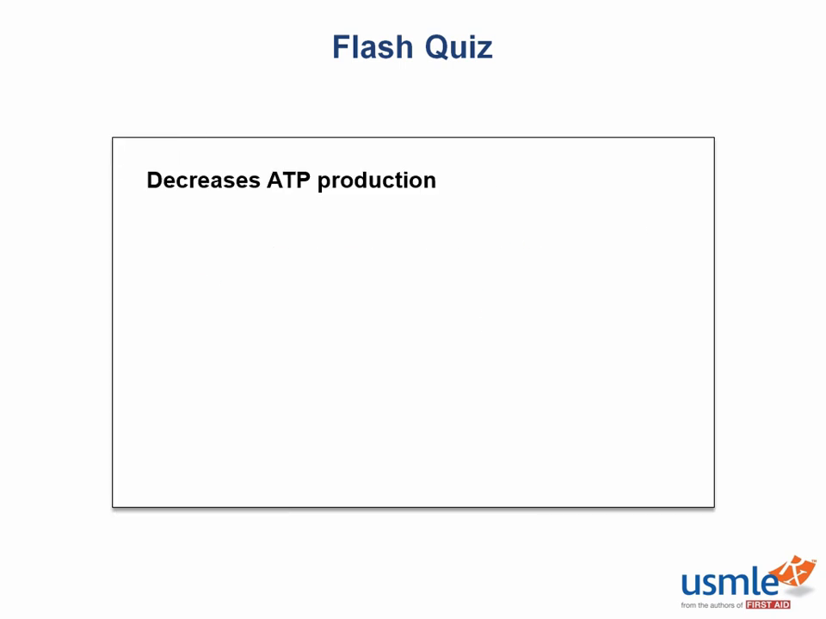Well, remember that cyanide directly inhibits the electron transport chain, specifically at complex 4. This results in a decrease in the proton gradient and blocks ATP synthesis. Therefore, the body isn't able to create ATP via oxidative phosphorylation.